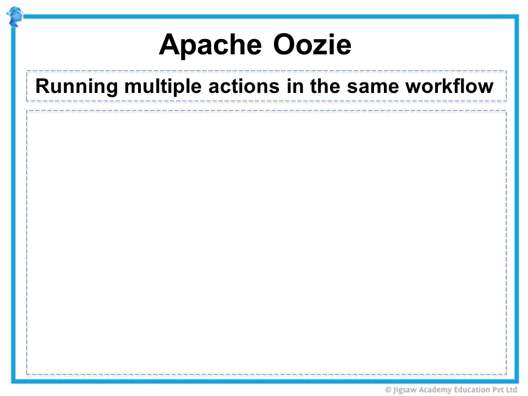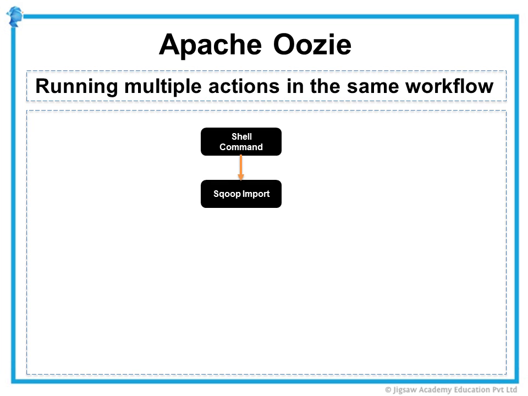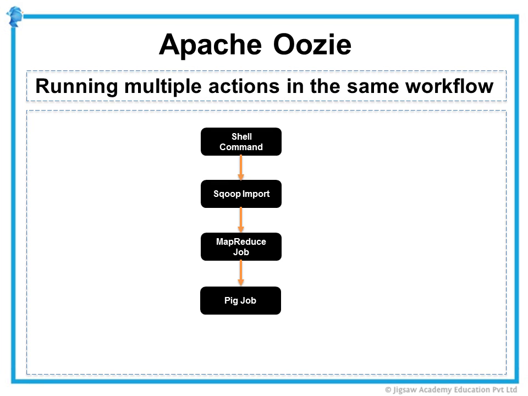So let's take a quick scenario. Let's say I want to import some data using Sqoop. So I'm going to have a Sqoop import action. But before we import some data, let's say I want to delete an existing directory into which Sqoop imports data. For that, I can use a shell command. And then let's say I want to run a MapReduce job followed by a Pig script, and then finally in the end I run a Hive job to perform some analysis.